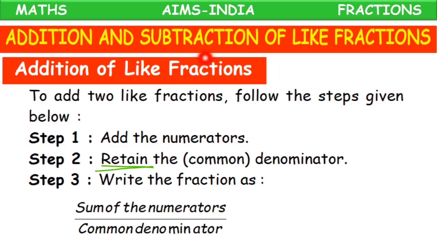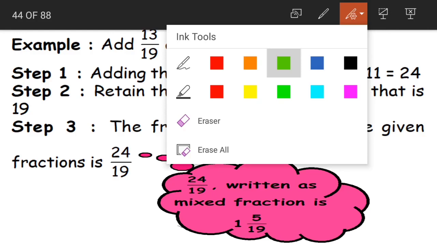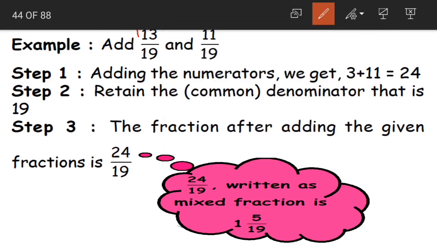So when we have two like fractions, suppose 13 by 19 and 11 by 19, what should we do first? We should add the numerators. 13 plus 11 will be equal to 24. Yes. Now after adding the numerators, this cannot be our final answer, right? A fraction will have a numerator as well as a denominator.